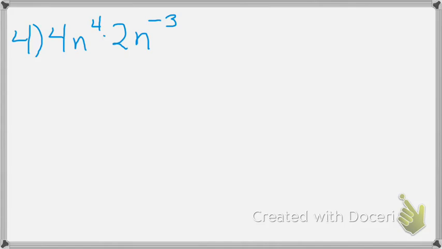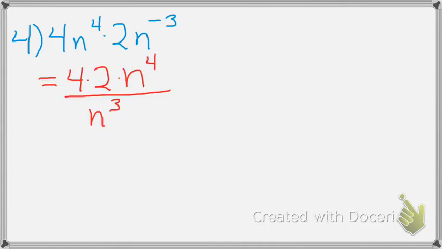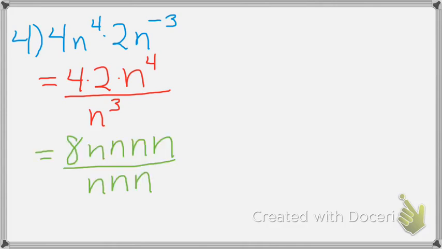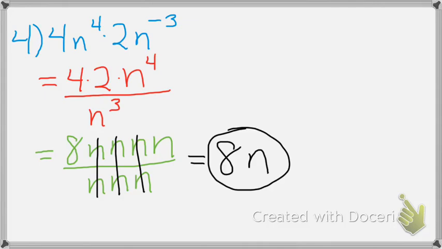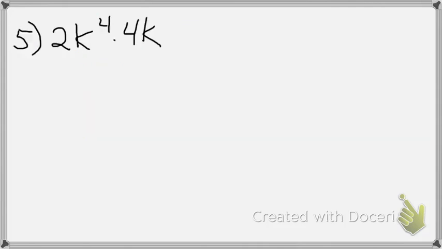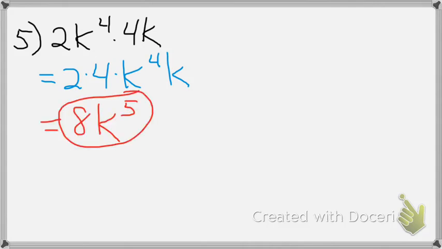Next problem. Move the negative 3 with the n to the bottom. Cross out things that I can. Get 8n. I've got 4 factors of k and 1 factor of k. So 4 plus the 1 more makes 5 factors of k. And 2 times 4 is 8. Notice order of multiplication doesn't matter.